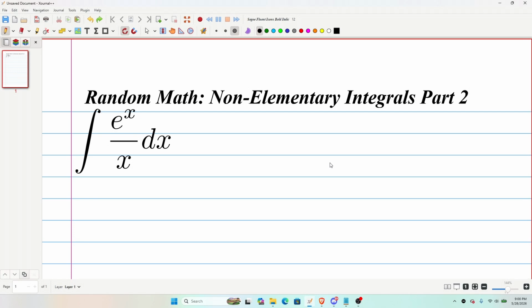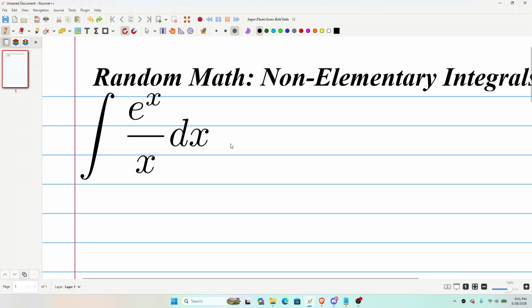Hello, random math, non-elementary integrals part 2. Today we're working with the integral of e to the x over x dx. So this integral has a non-elementary solution because it cannot be defined in a finite number of algebraic terms. But we're just going to be finding the integral anyway in its infinite form.